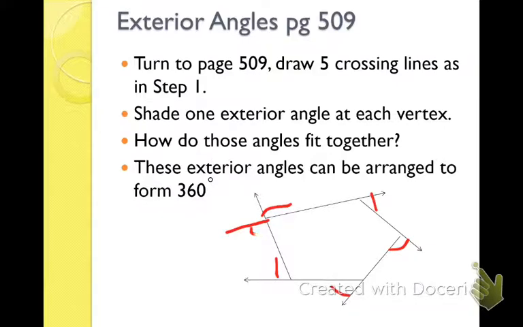If we put those together, they will always, no matter how many sides the shape has, the number of sides doesn't matter. It could have 20 sides. The exterior angles, as you go around clockwise in this case, or you could go counterclockwise and count the other ones, but as you go around this, they will always add to 360.